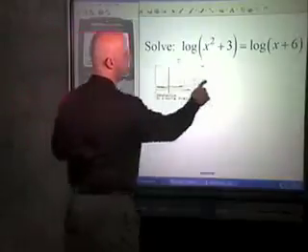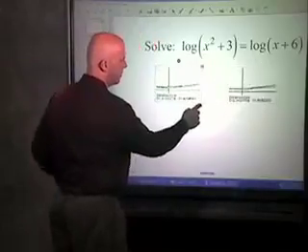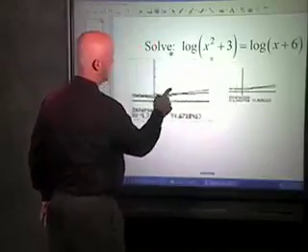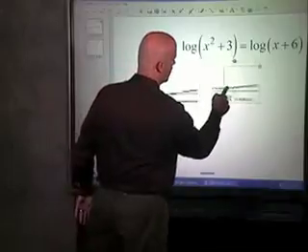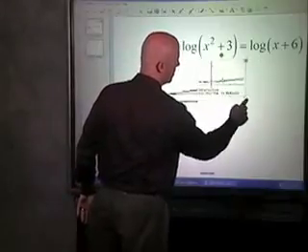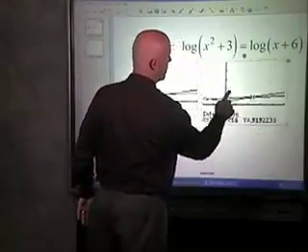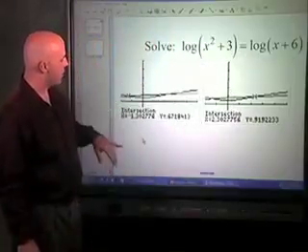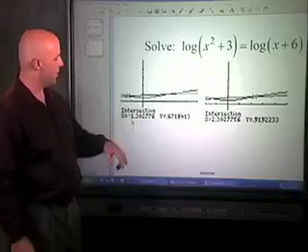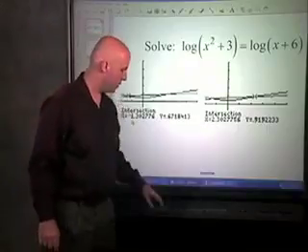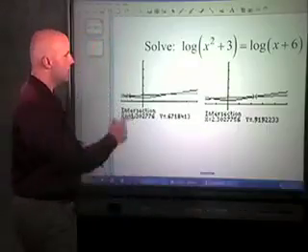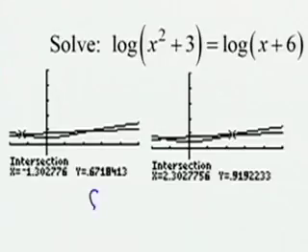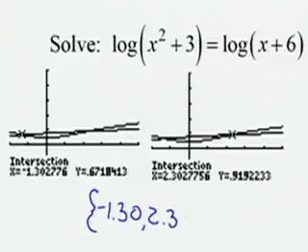Drag that one over as well. Make that a little bit bigger. So we can see from our graph that we have the intersection points at negative 1.30 and at 2.30. That makes our solution set for this equation negative 1.30, comma, 2.30.